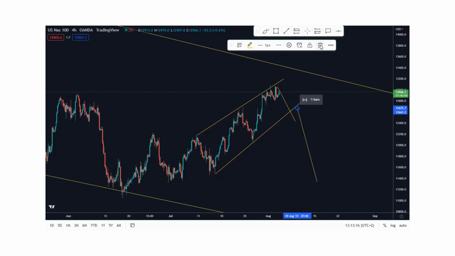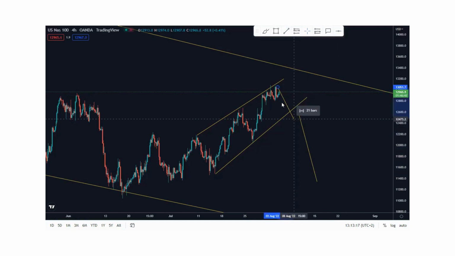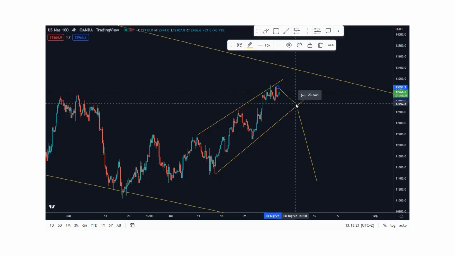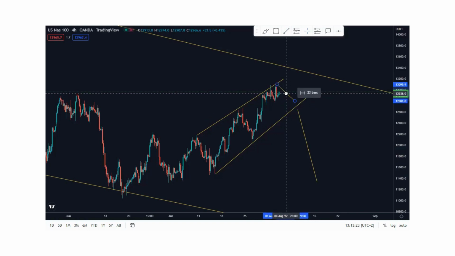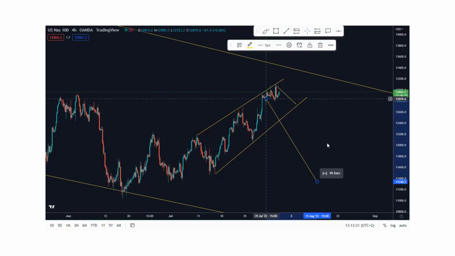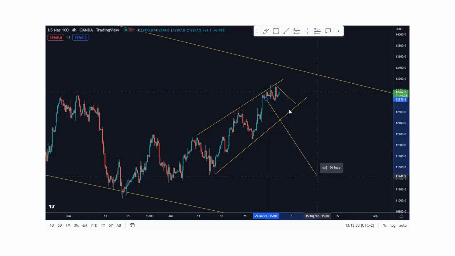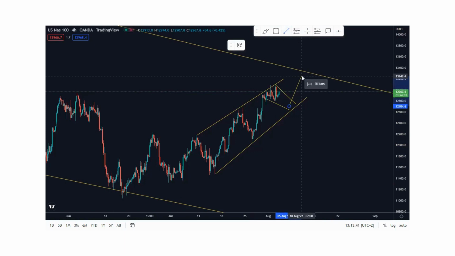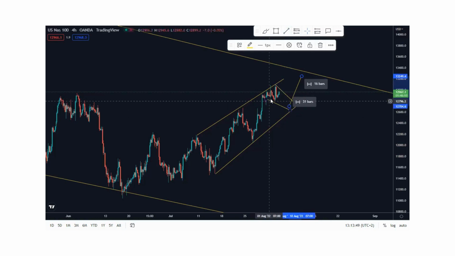The other thing is it can create another channel here. It can create another continuation pattern here. So I'll just have to wait and see how it moves when it goes down. But the way I'm looking at it, I'm looking for a buy opportunity, so I'll wait for it.